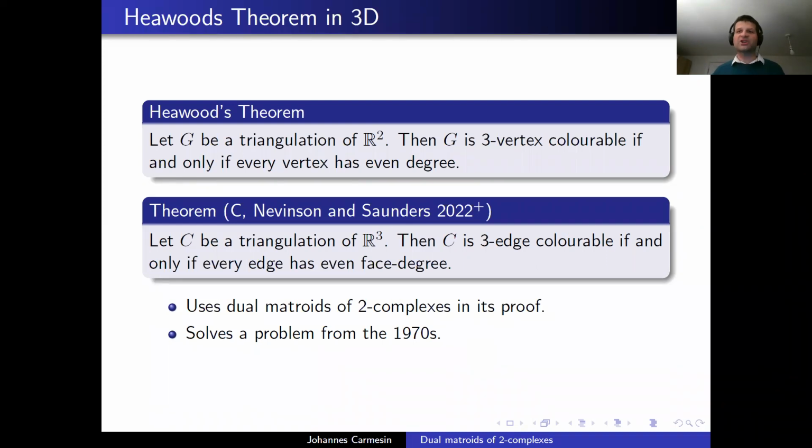And then the condition is you are 3 edge colorable. An edge coloring means now 2 edges should get different colors if they're in a common face, and you're 3 edge colorable if and only if all edges are incident with an even number of faces.